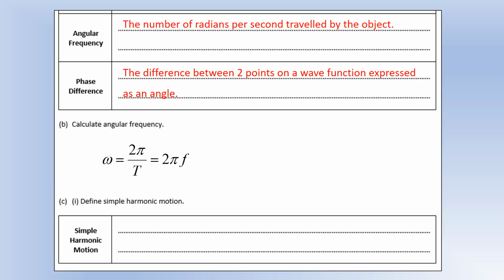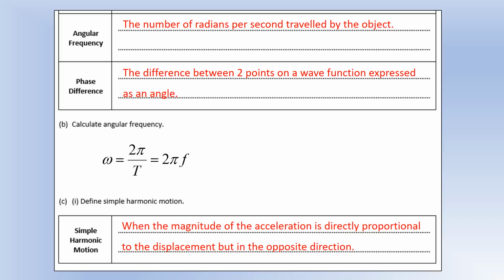Okay, so let's now define what we mean by simple harmonic motion so we can start to think about modeling it. It's when the magnitude of the acceleration is directly proportional to displacement, but the acceleration is in the opposite direction to displacement. So anything that fits this criteria is said to be in simple harmonic motion.